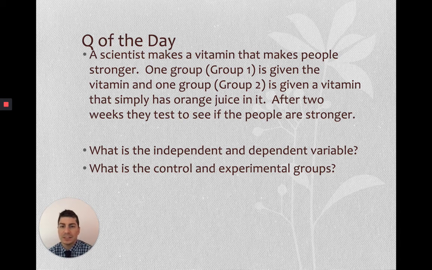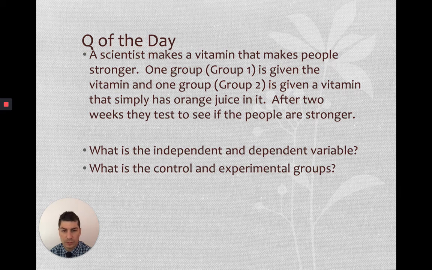Last question for today, guys. A scientist makes a vitamin that makes people stronger. One group, group 1, is given the vitamin, and the other group, group 2, is given a vitamin and it just has orange juice in it. After 2 weeks, they test to see if the people are stronger. So independent, dependent variable, guys. Independent variable, that's going to be what vitamin they're given. Are they given the new vitamin, or are they just given the vitamin with the orange juice in it? And the dependent variable, the outcome of that, the effect, is going to be if the people are stronger. All right? So again, independent variable, what vitamin they're given. Dependent variable, the outcome, are they stronger?